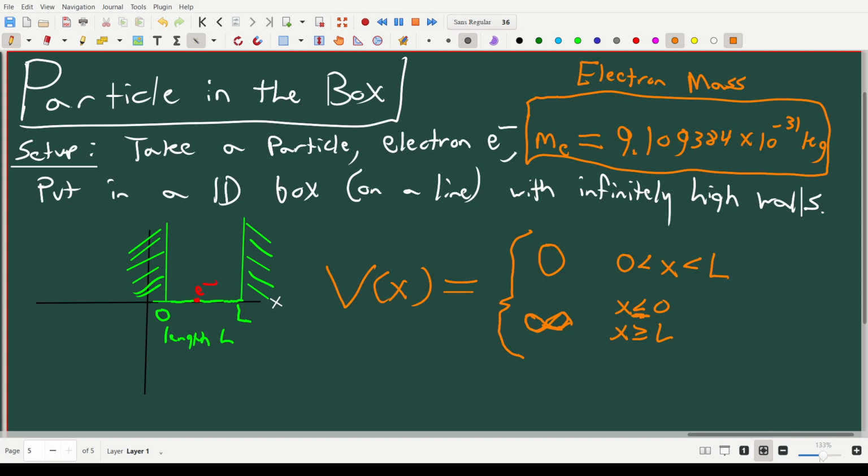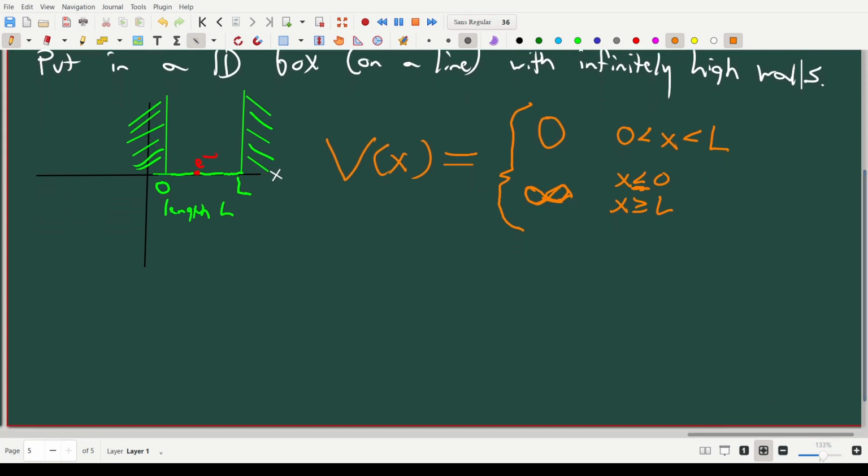Now we have everything we need to know about the physics of this system. We're going to apply the Schrodinger equation. So now we're going to apply Schrodinger.